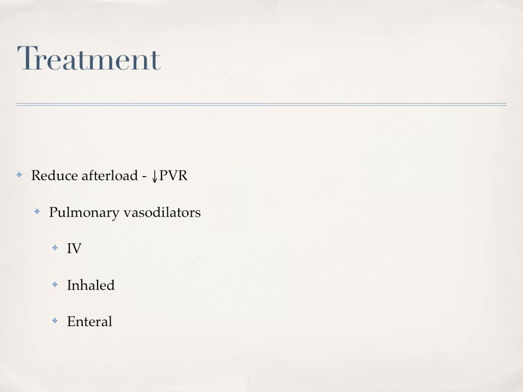So things that are going to reduce the pulmonary vascular resistance are pulmonary vasodilators. Now these can either be intravenous or inhaled or enteral. The ones that you'll be encountering in ICU, certainly at John Hunter, basically we've got is nebulized prostacyclin. Other places you will encounter inhaled nitric oxide.